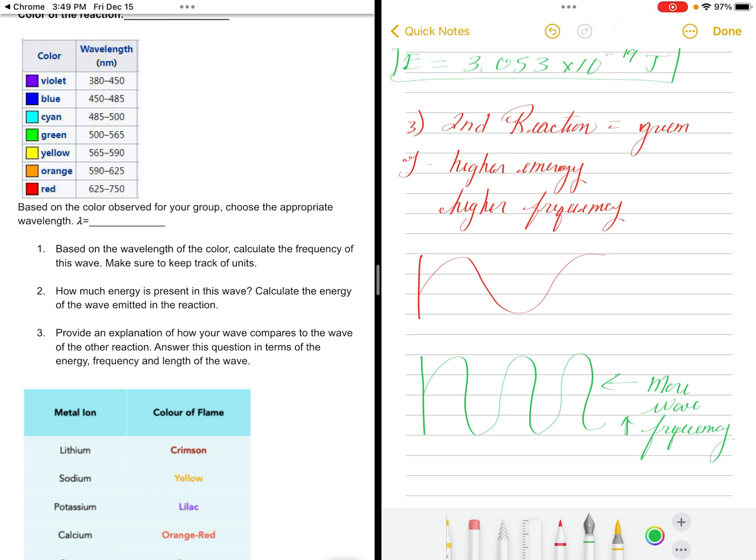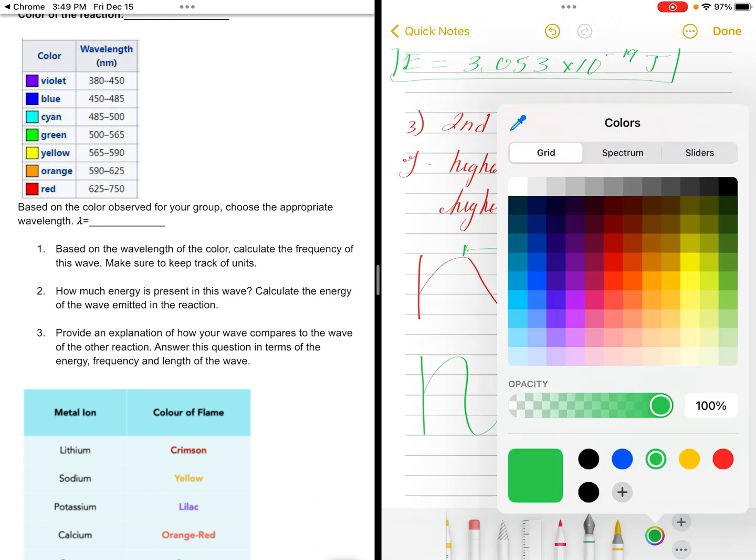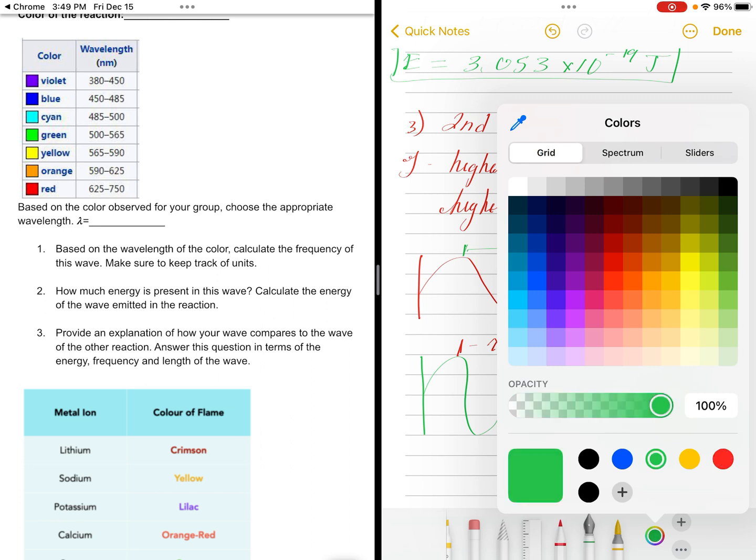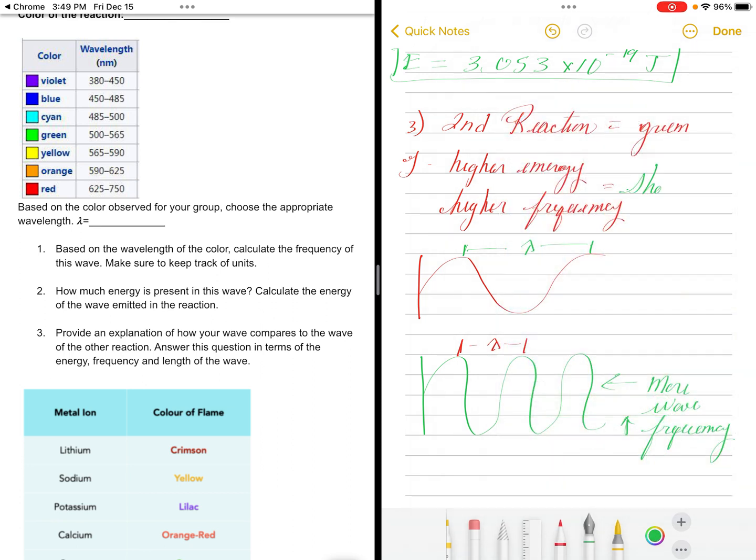Now, notice what happens to the wavelength as you go from a lower energy to a higher energy. You get a higher frequency, but you get a shorter wavelength. So all you have to do for this question was tell me that the second reaction, in this situation, the green wave, has a higher energy because it has a higher frequency and thus has a shorter wavelength, right? A shorter wavelength. That's all you had to explain.